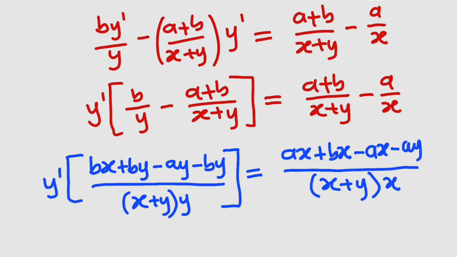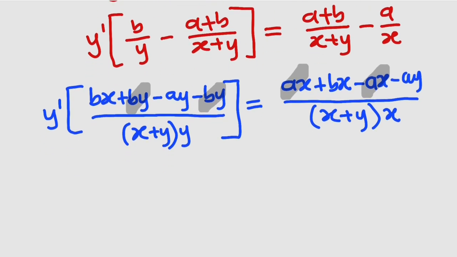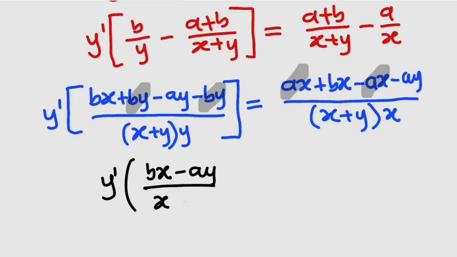So for cancellation, you can see that by minus by is 0, right? And from the other side, we have ax minus ax, which is 0. So what do we have left? Let me rearrange it. To the left-hand side, we have y prime multiplied by, to the top, we only have bx minus ay. Divide by x plus y. I can even cancel this one, right? This and this can cancel because they are exactly the same. So here we only have y. So let me write y here.